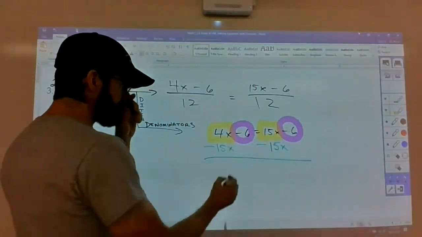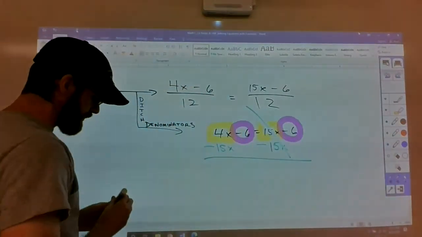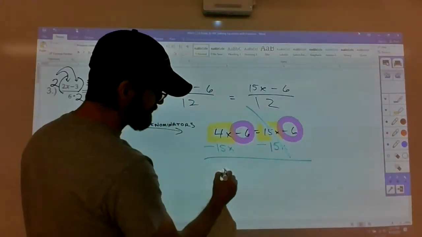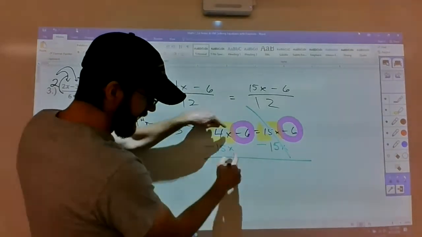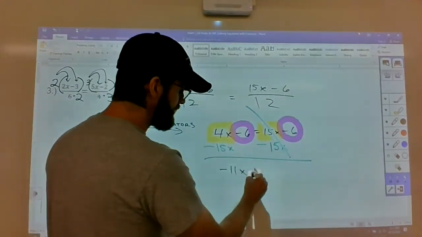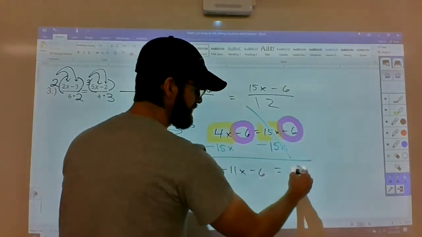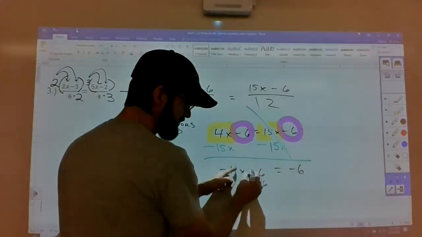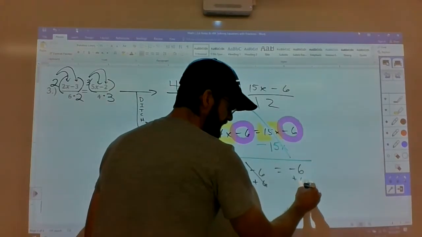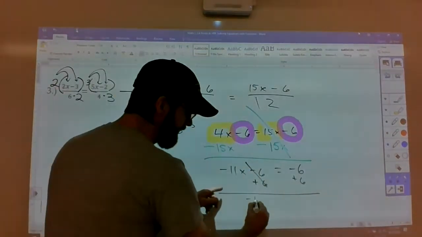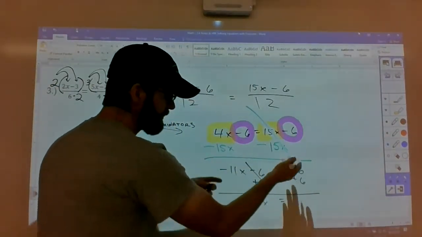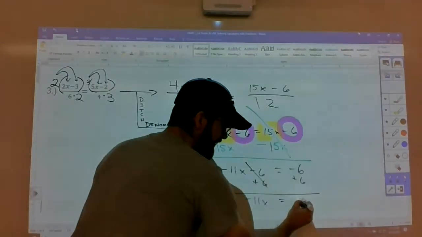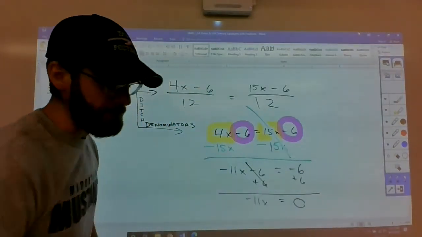All right, so we got this zeroes itself out. This is 4 minus 15, which is negative 11. They're x's, so make sure you put the x. Minus 6 here equals 0 minus 6. I'm going to add those 6's together. So add 6 to the left to get rid of it. Add 6 to the right. Negative 11x plus 0 equals nothing. This is the mathematical equivalent to nothing.